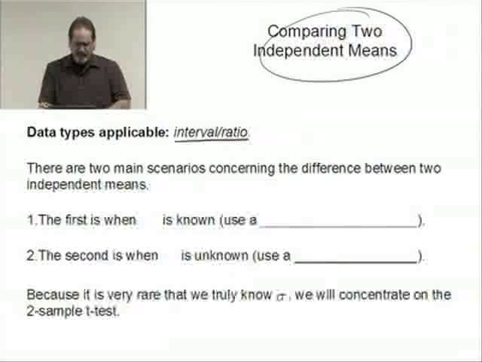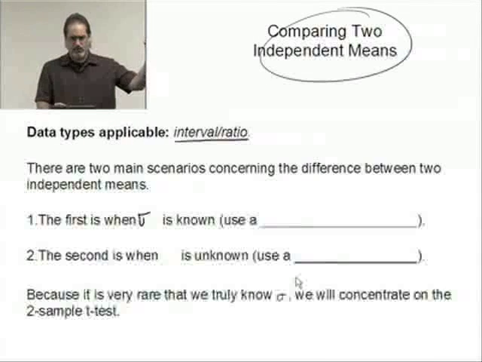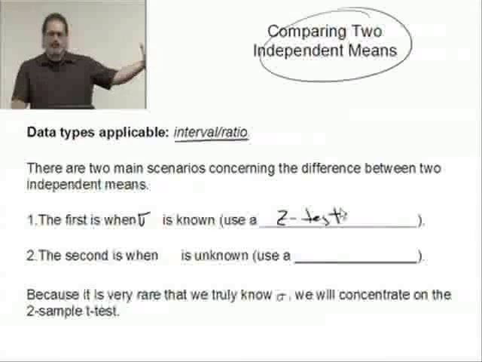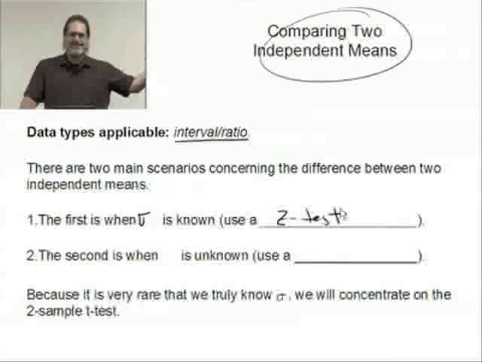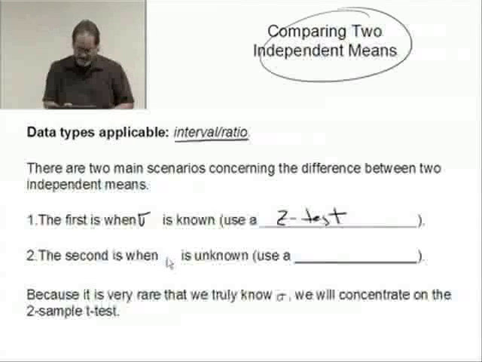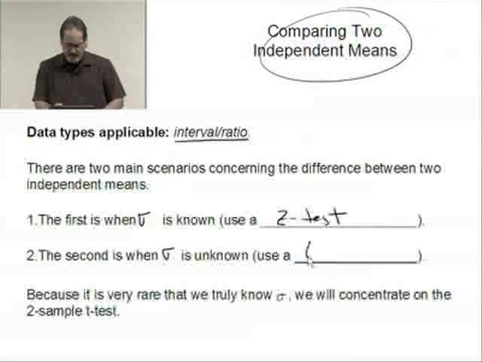Now, first of all, the very first scenario is a situation when we actually know sigma. Sigma is known. If sigma is known, just like earlier on the one sample t-test, we'd use a z-test. Remember earlier we'd use a one sample t-test because we didn't know sigma. If we did know sigma, we use a one sample z. The second is when sigma is actually unknown, which is more realistic, and then we'd use a t-test.